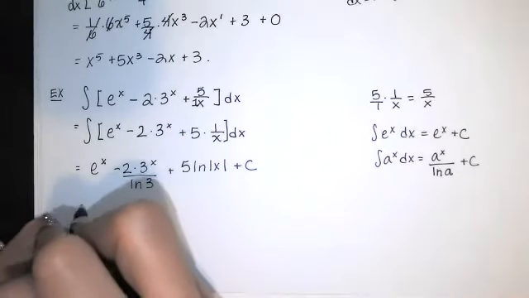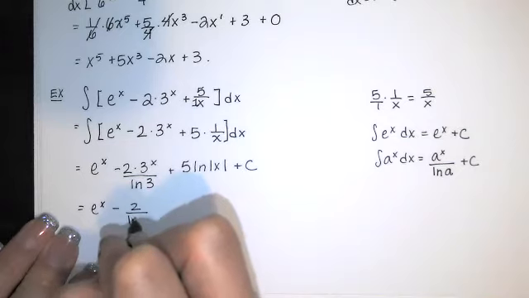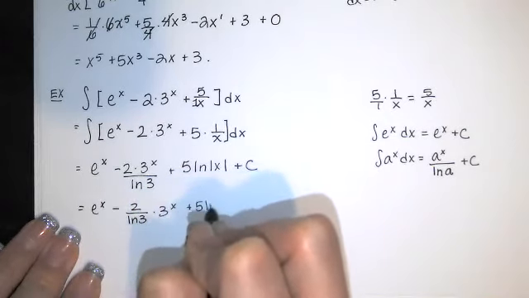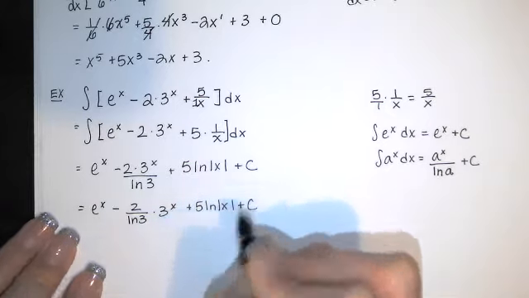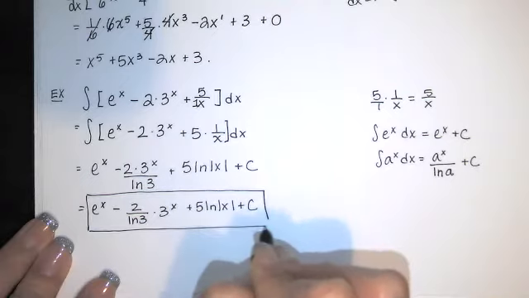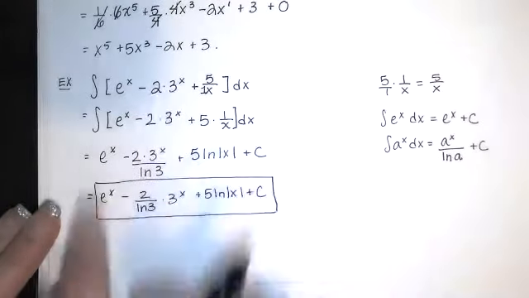So this is our answer. You could just put a big box around that. That would be fine. You might want to write it this way. You may not want to. It's okay. Either one is fine. So that is the antiderivative of this function.